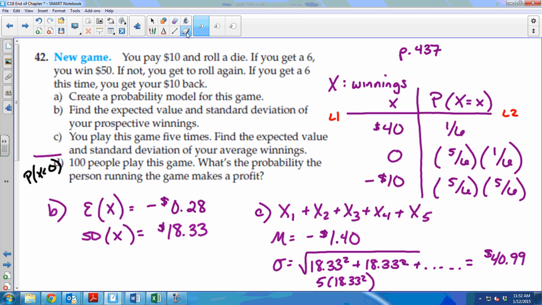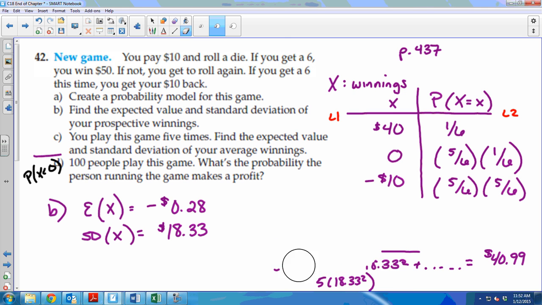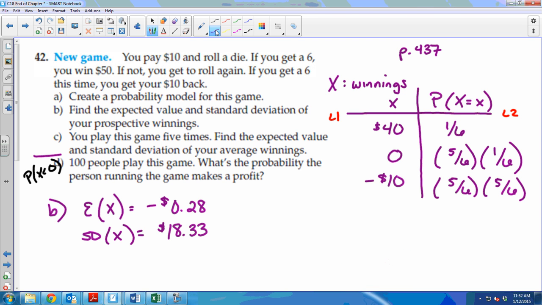Part C has nothing to do with Part D. Would you agree? Right. So I'm going to erase it so we don't get confused. All right. So what is the mean winnings? Negative 0.28. It's the expected value. Same thing. We're going to use our model to find the probability.